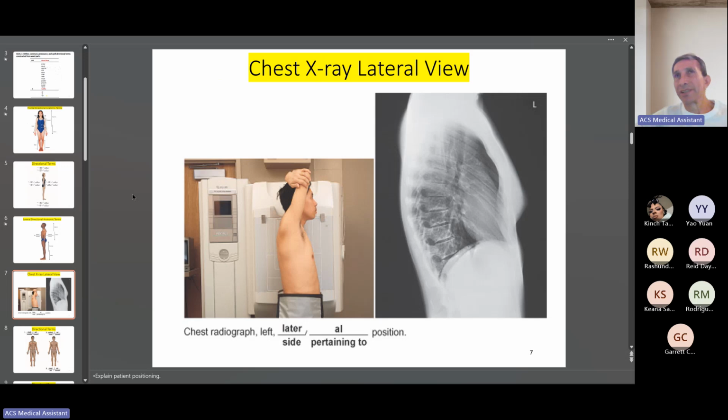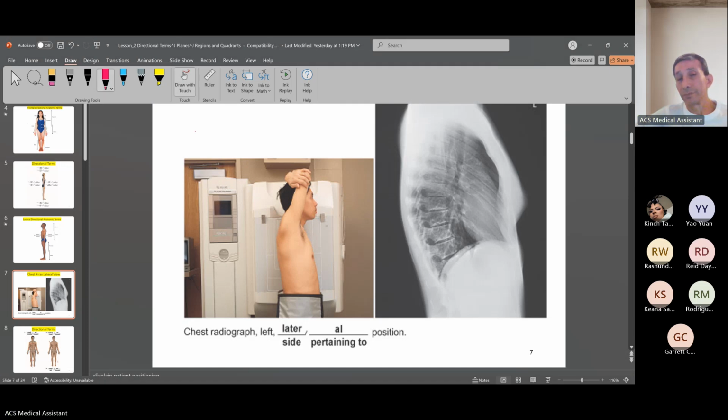Where are we going to use these directions, lateral directional? We use them in X-rays. See, that's the example I'm giving you right here. It says right here, chest X-ray lateral view. Whether you have to work for the radiology department or not, I know some medical assistants that end up working in an imaging center.